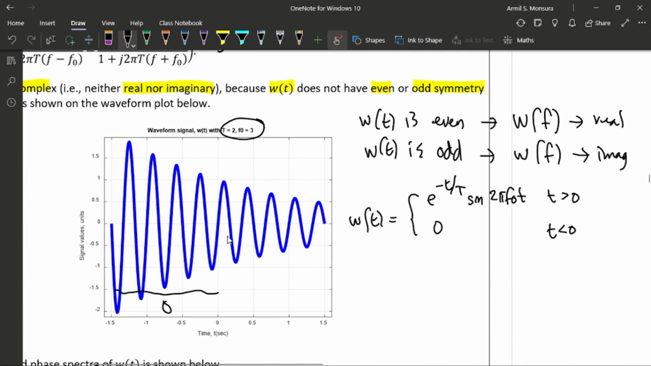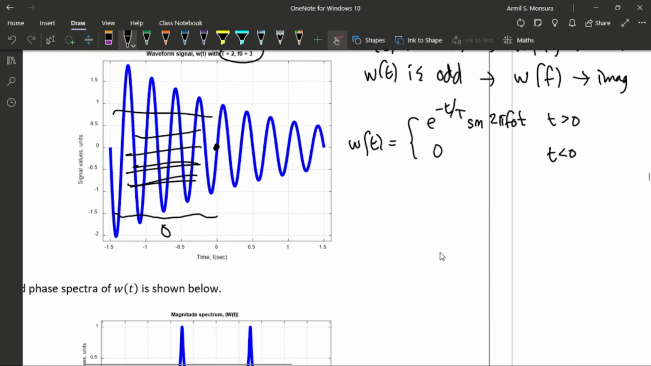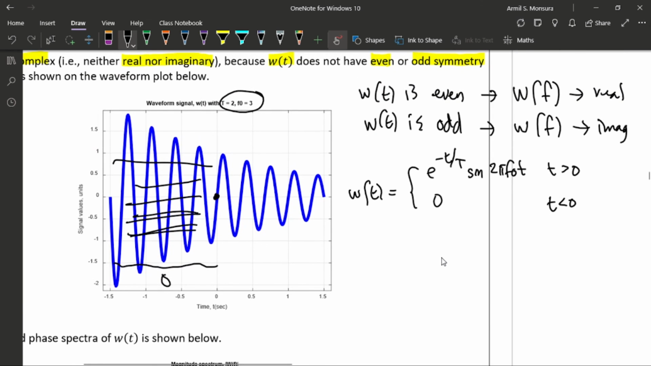So, magsisimula lang dapat yung waveform nyo here. Dapat siya lang yung waveform nyo. Everything else here must be 0. Okay? So, there. Now, given the parameters t equals 2 and f0 equals 3. Okay?